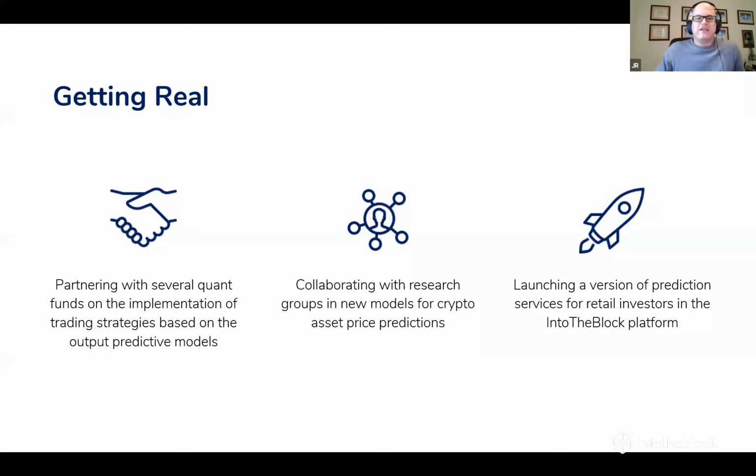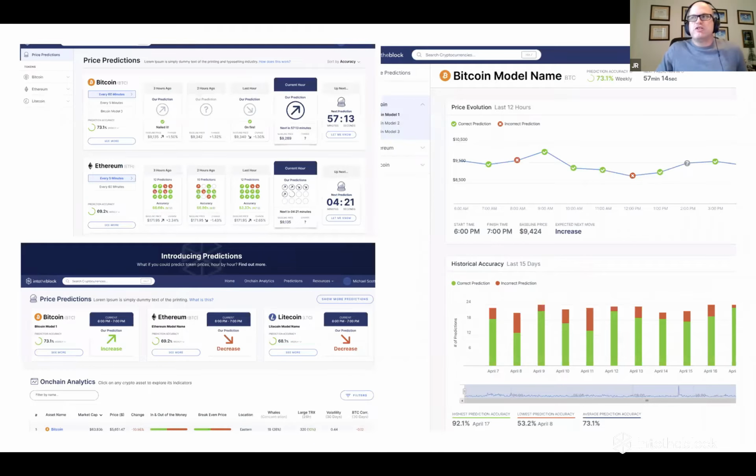So we're applying this in the real world to generate alpha. It's not a theoretical exercise. And also, we're launching predictions in IntoTheBlock.